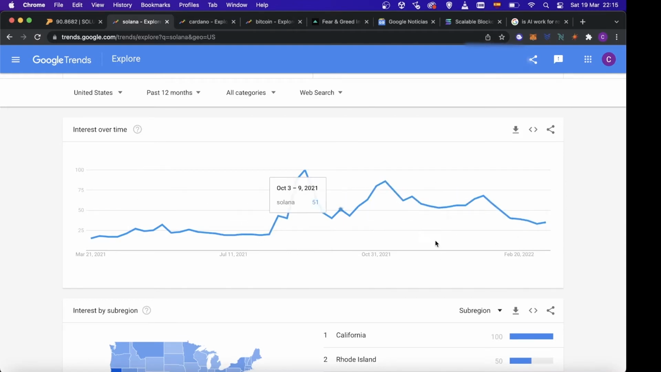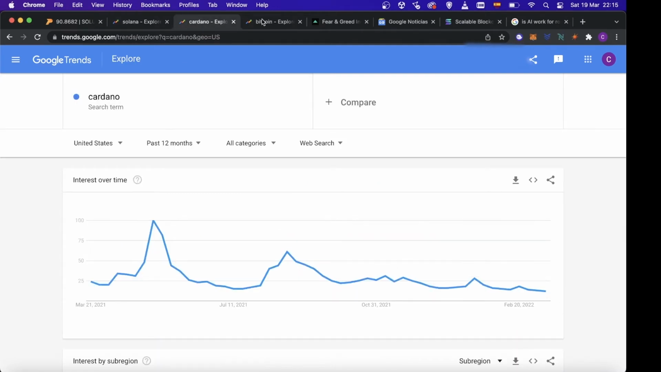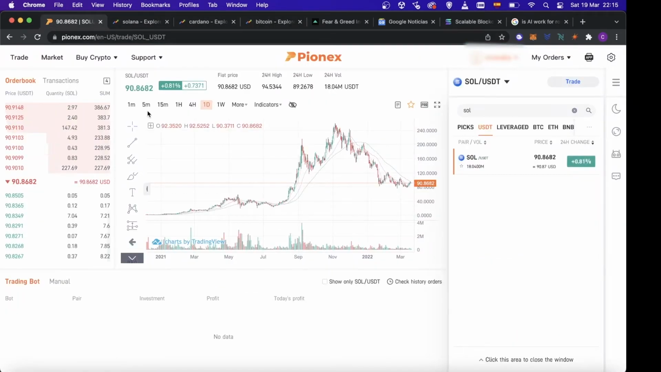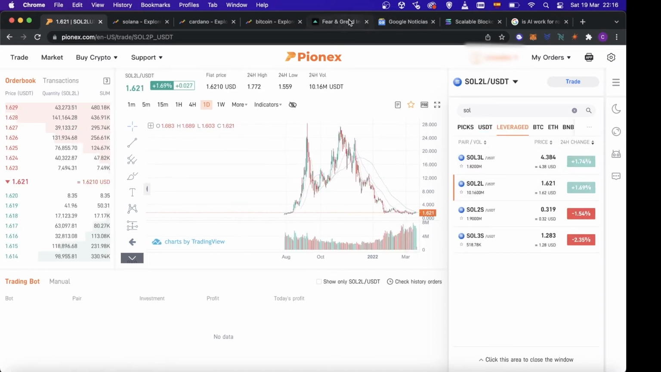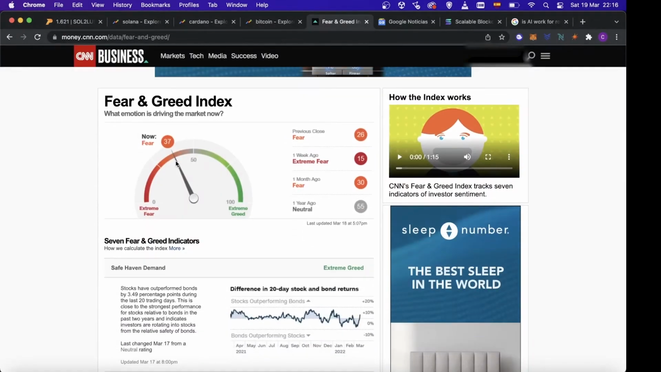Here we can see the graph of Solana again, of Cardano, and Bitcoin. We see Cardano and Bitcoin drowning a little bit. So we're going to create a robot for Solana. The idea here is that I am very bullish about Solana, so I will use a 2L robot.